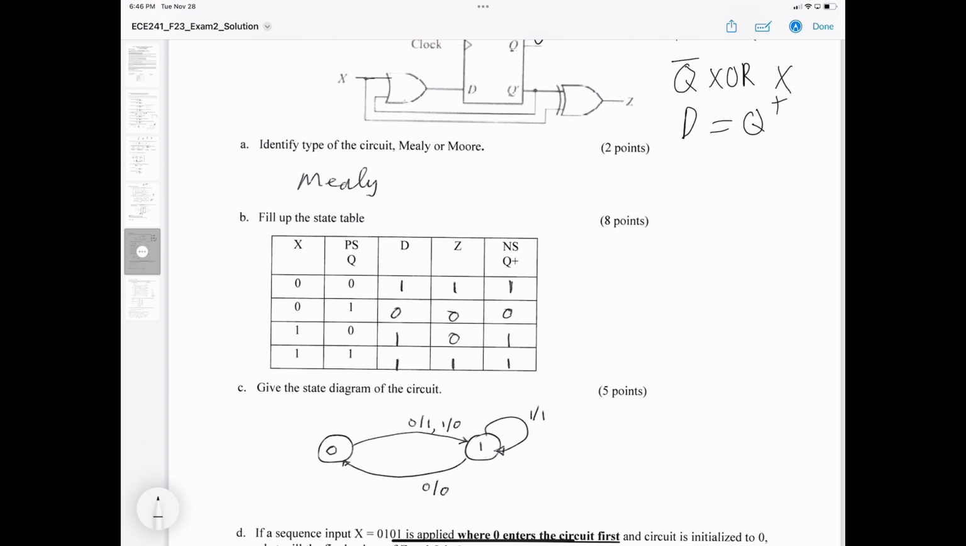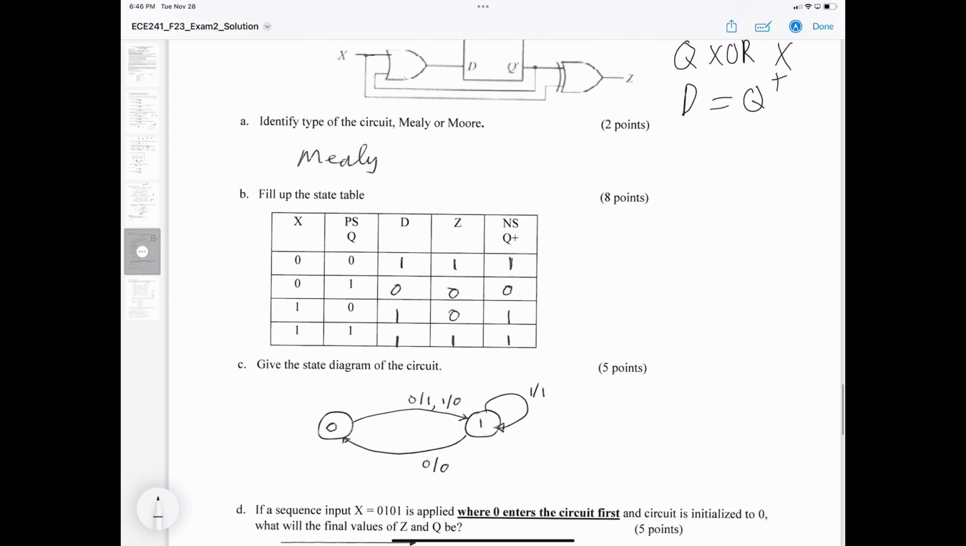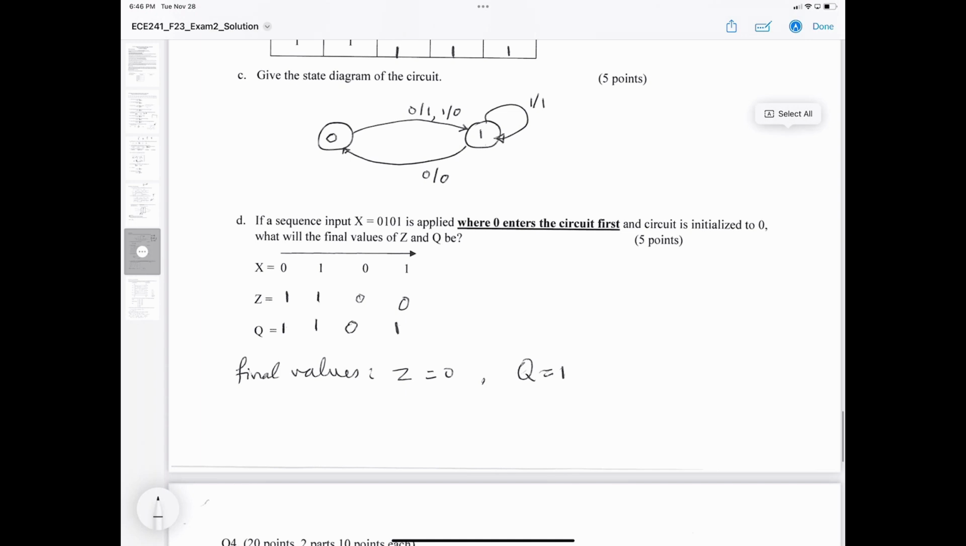So for the present state being Q, it can either be a 0 or a 1. There are only two states, funny enough, and two possibilities for either. There are two arrows going to 1 and two arrows out of 1. There can only be two different possibilities for each state.